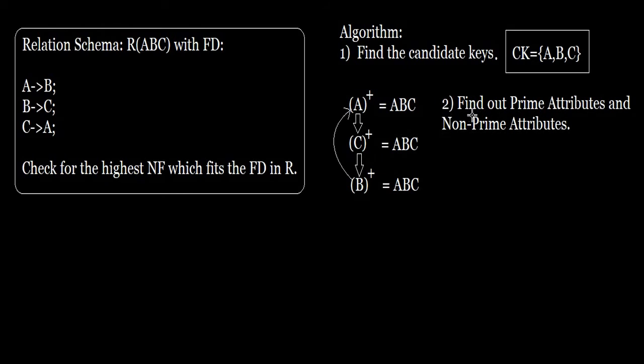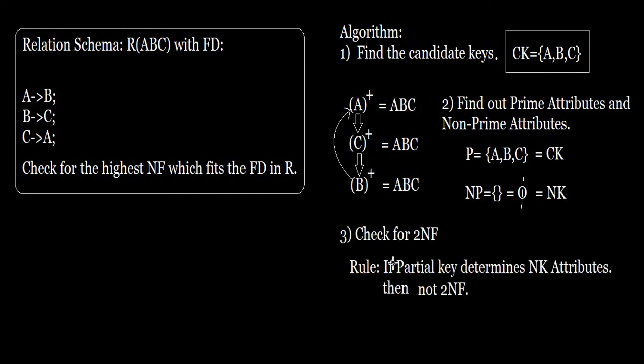Now the next step is to find out prime attributes and non-prime attributes. The prime attributes are all the attributes which are present in the candidate key. It means that the prime attributes are ABC in this case, and non-prime attributes are all the remaining attributes present in the relation. Now here ABC is prime attribute, it means that there is nothing left with the non-prime attributes.